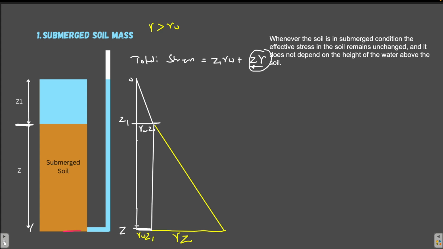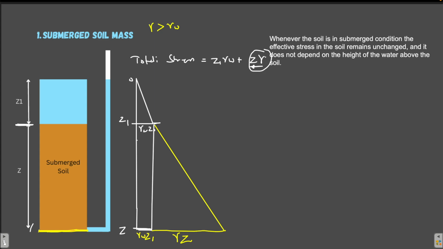Now here the total pressure will be how much? The total pressure will be gamma W into Z1 plus gamma into Z. Total stress is gamma W into Z1 plus gamma into Z. This will give you the total stress in the soil at this point. This is the stress diagram.